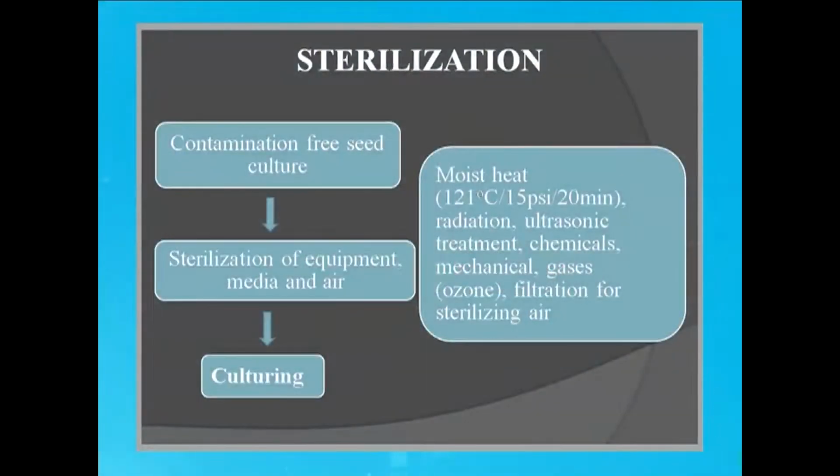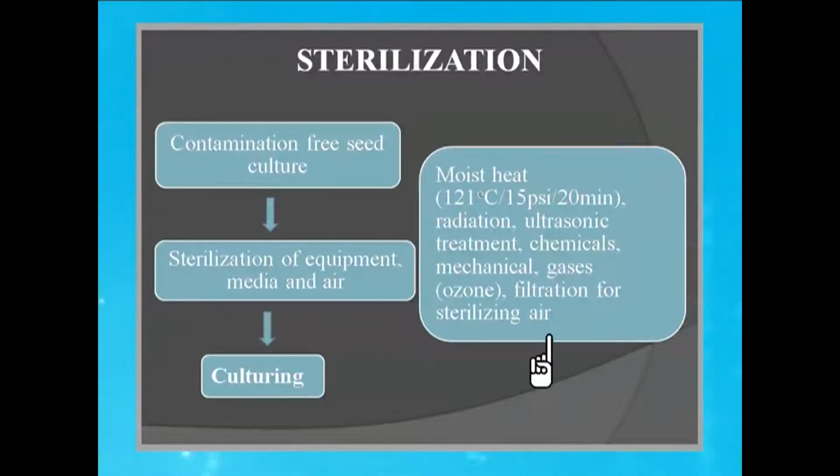But basically we can understand that the first culture that we will be using should be contamination free. Then all the equipment, media and air, whether oxygen or air, should be sterilized before introduction into the medium, and then only can we go for culturing. So how exactly do we go about sterilizing all these? Media and the other equipment of the bioreactor can be sterilized mostly by moist heat at 121 degrees C, at a pressure of 15 pounds per square inch, kept at least for 20 minutes. The time can differ depending on the type of component to be sterilized.